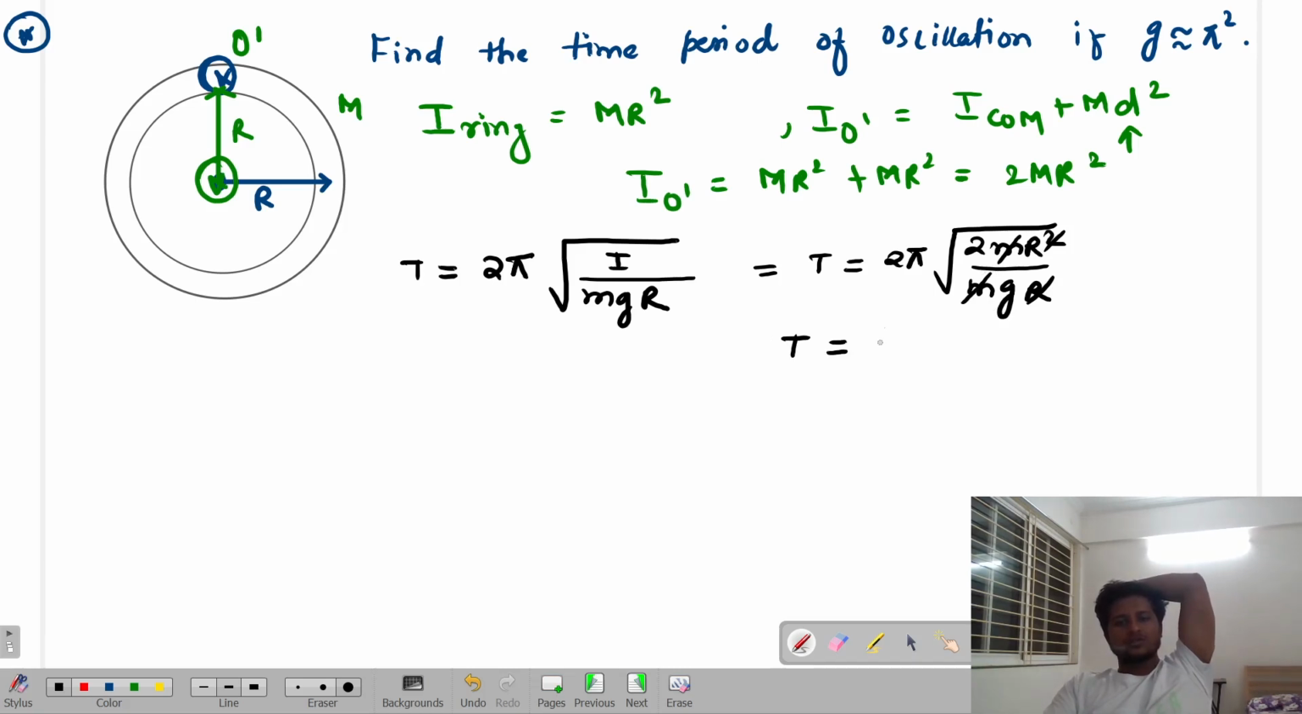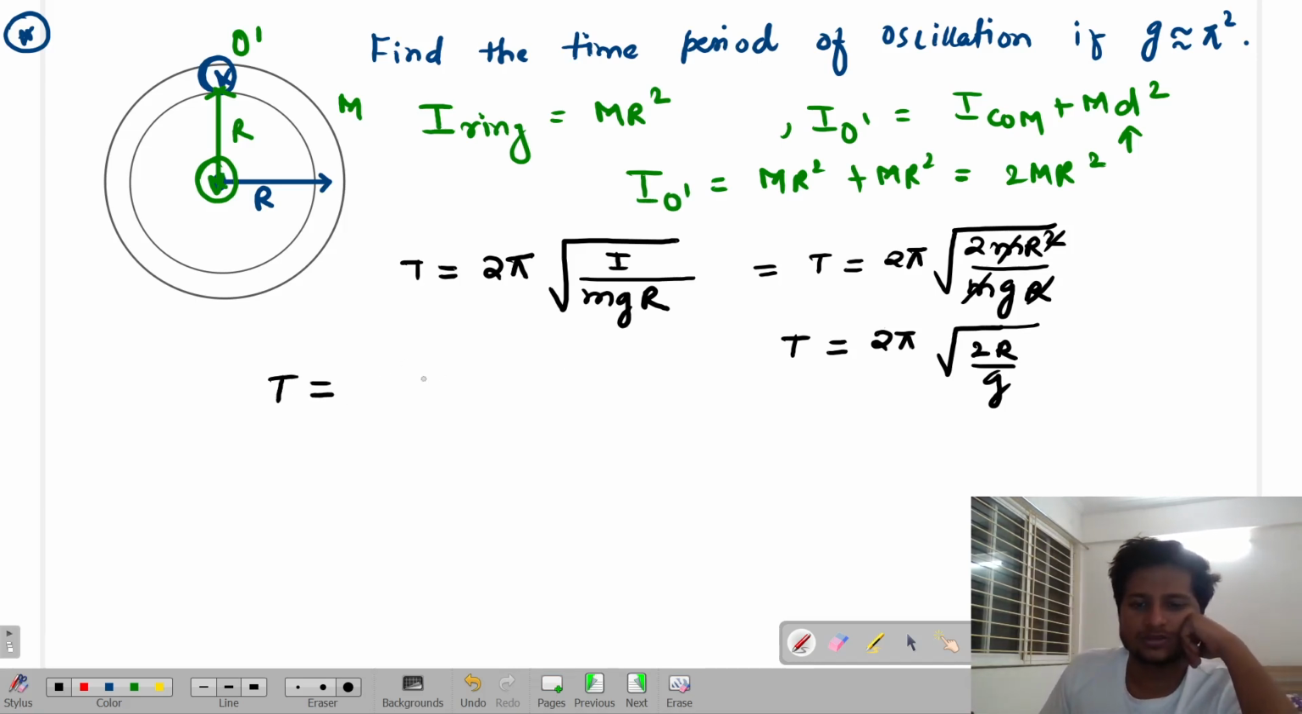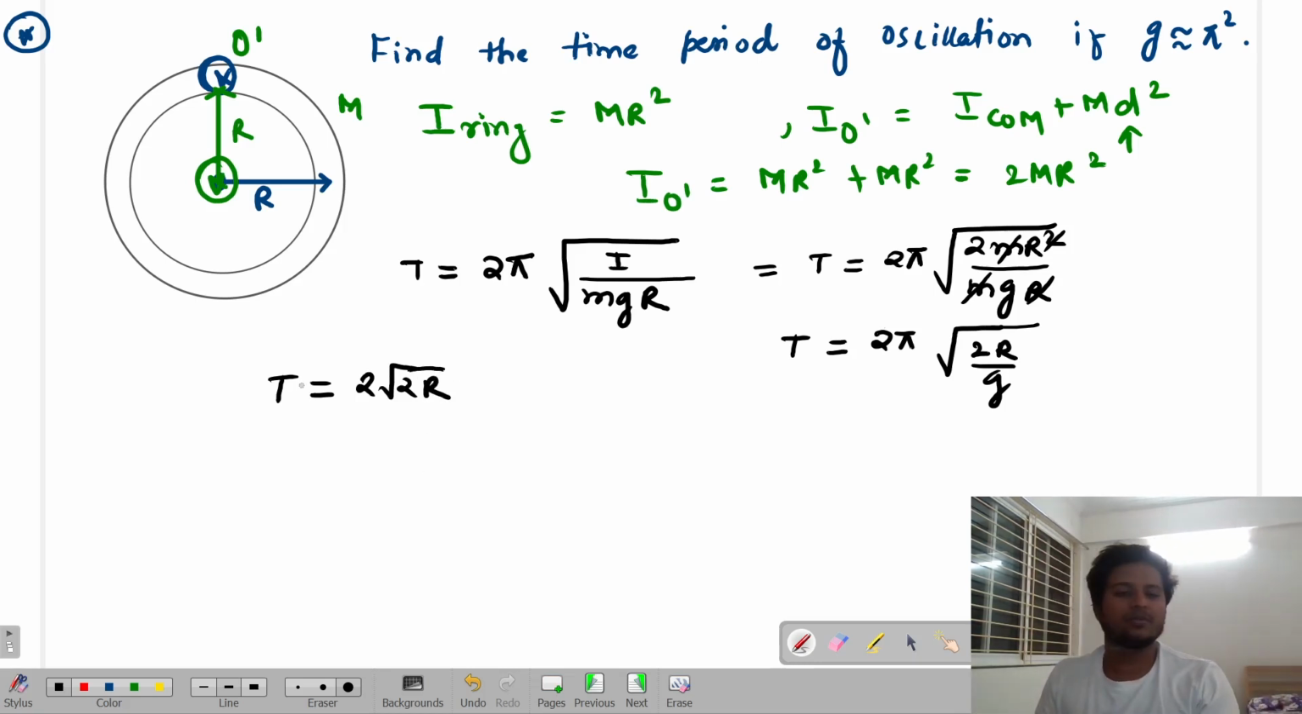So T is equal to how much? 2 pi into root of twice r by g. Is that clear? So it becomes twice r by g. Then you can find the time period. Time period becomes how much? 2 pi cancel. That is 2 root 2 into root of radius r. That's my time period. You can put any value of radius r and you get the answer, right?